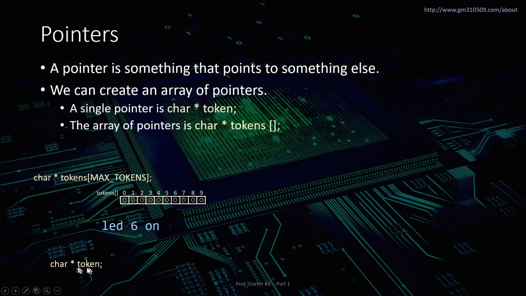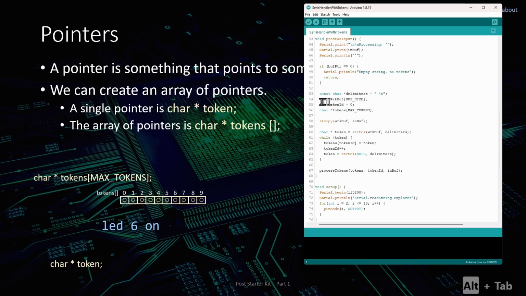So our token is a single pointer that points to one thing. But if I put these square brackets after it and an array size, then we're actually allocating a box of tokens that we can use for whatever reason we like. So if I declare that, which is what we had in our source code, there it is there. Then essentially we get a little box with 10 spaces in it, and each one of those spaces is a pointer to a character.